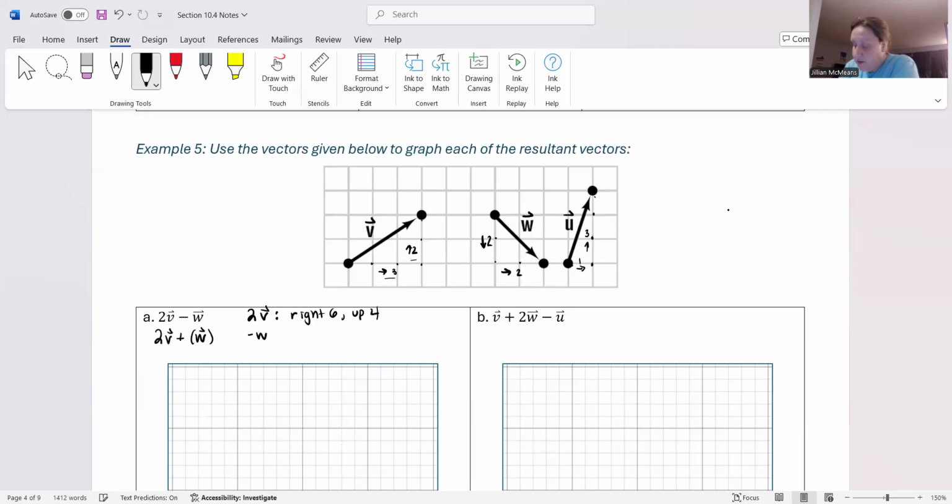And then the opposite of w. So originally w, we go down 2 and then to the right 2. So what we're going to do here is go to the left 2 and then go up 2. So we're changing both of those directions, okay? So instead of going down, we go up. Instead of going right, we go left, okay? So let's see what that's going to look like for us, okay?